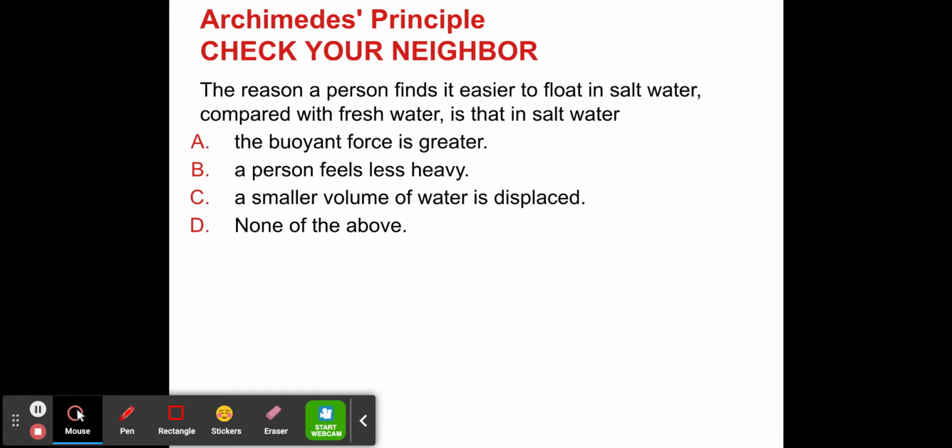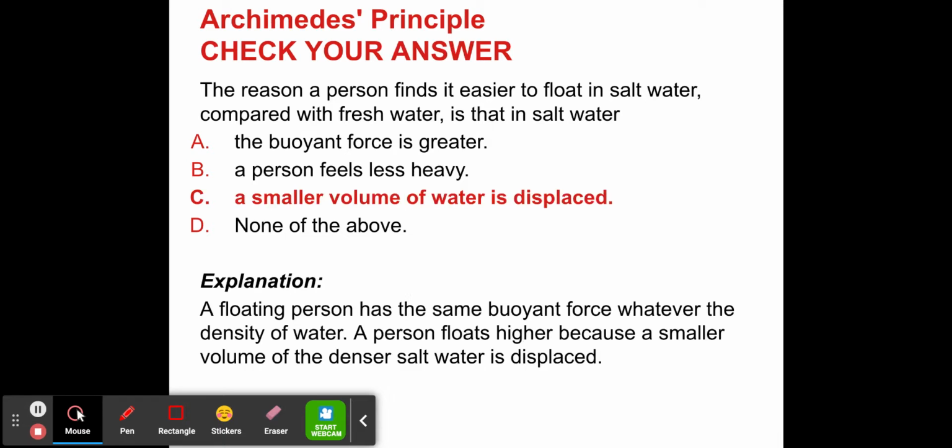The reason a person finds it easier to float in salt water compared with fresh water is that in salt water, a smaller volume of water is displaced. A floating person has the same buoyant force, whatever the density of water. A person floats higher because a smaller volume of the denser salt water is displaced.